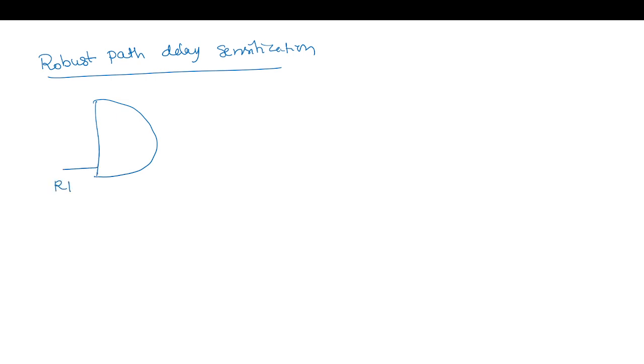So, robust path delay sensitization means if we have an R1, which is a rising transition, for an AND gate this is controlling to non-controlling. So these values can be V1. R1 is fixed and the next is 1, so it will be this rising transition there.